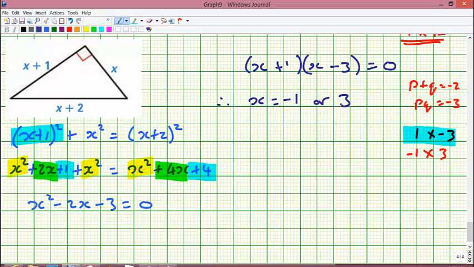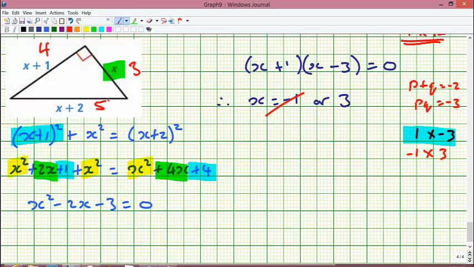Let's look at the context of the question. We have a distance of x. If x was negative 1, this would be a distance of negative 1 meters, making no sense at all. That's an extraneous solution. However, 3 does work. So this would be 3, 3 plus 1 would be 4, 3 plus 2 would be 5, and so our triangle would have those lengths, 3, 4, and 5.